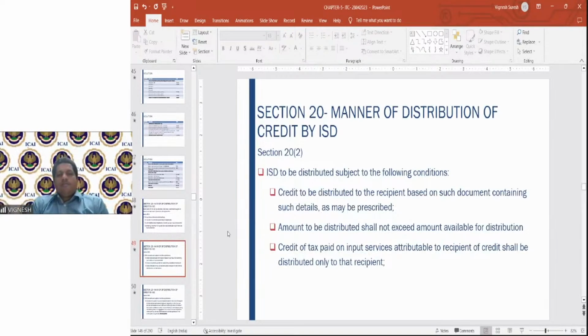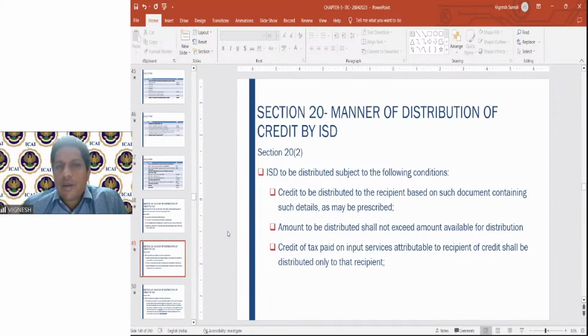Fine. So the input service distributor's credit will be distributed subject to the following conditions. The credit will be distributed to the recipient based on a document containing such details as will be prescribed. Again, whatever amount you distribute shall not exceed the amount available for distribution. Let me give an example for the input service distributor: a broadband connection worth 5 lakh rupees has been purchased by the office whose registered office is in New Delhi. This broadband has been used for all the states like Telangana, Gujarat, Chhattisgarh, etc.